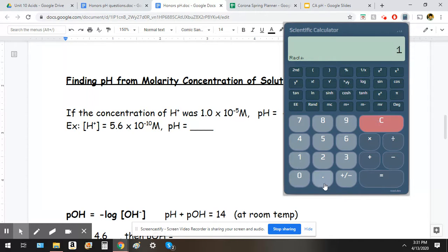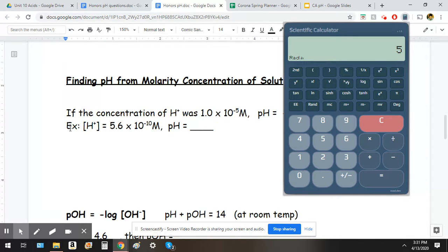One more time. 1.0 exponent negative 5. There's the number. Take the log, negative of it. That's 5. So that's what the answer would say right here, but it's obscured by the calculator.